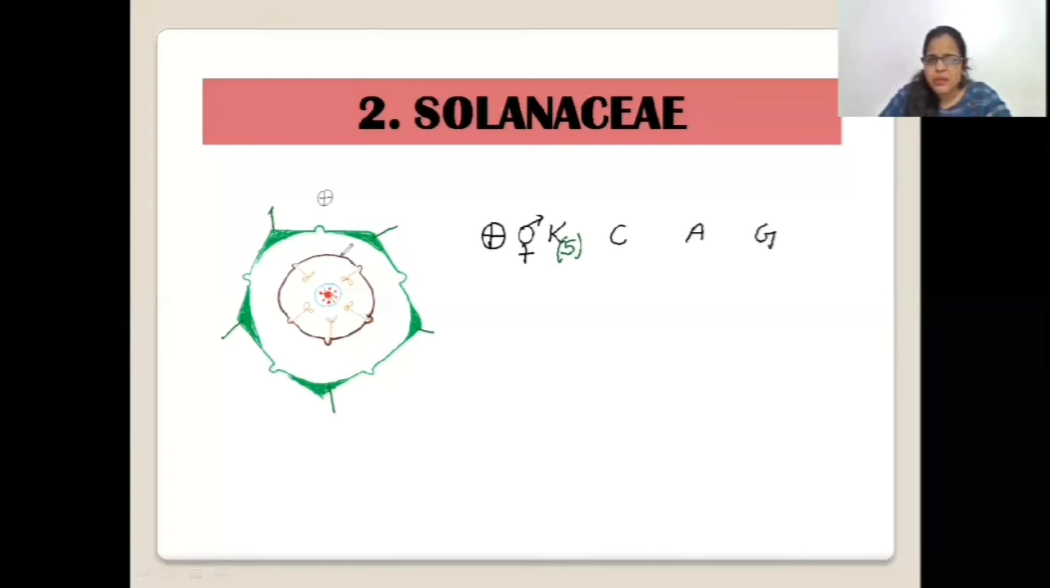Okay. So the second whorl is the corolla. And let me count how many petals there are. 1, 2, 3, 4, 5. I have 5. And you can see all these 5 are fused. This thing shows fusion. These things show that the two parts are fused with each other of the same whorl.